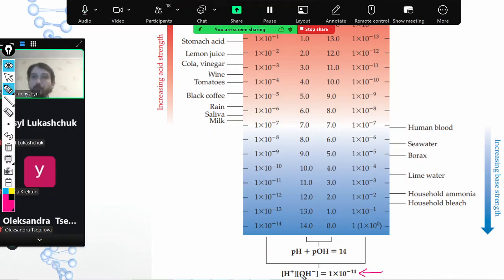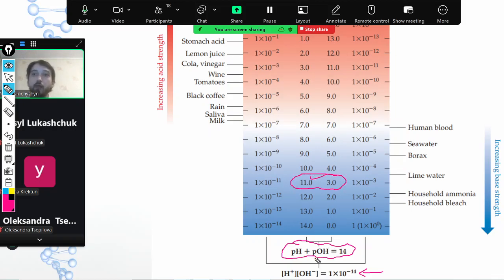You may use this sort of equation and you might see that concentration of OH minus and H plus, if you multiply them, you should always get this sort of constant. So if you know one of them, you can calculate the other. That's really easy. And the sum of pH and pOH is always 14, so you can check that as well.